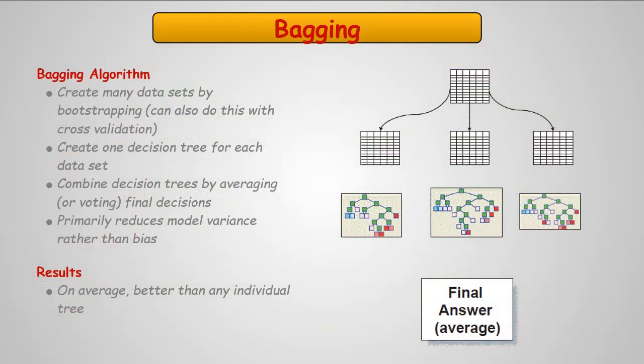So here's an example of bagging. We've got an original data set, and we're going to create many data sets by bootstrapping it. You could also do this with the cross-validation node in Knime. And we're going to create one decision tree for each data set. Then we're going to combine the decision trees by averaging the final answer. So this primarily reduces the model variance rather than the bias. And on average, this is going to produce better results than any individual tree.